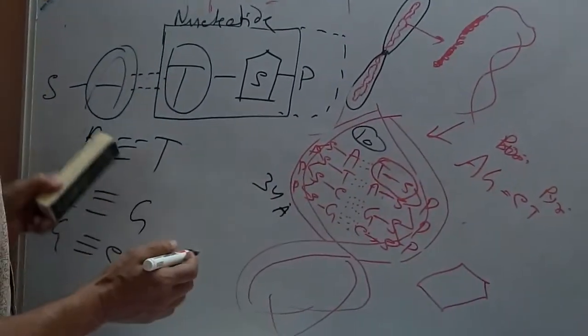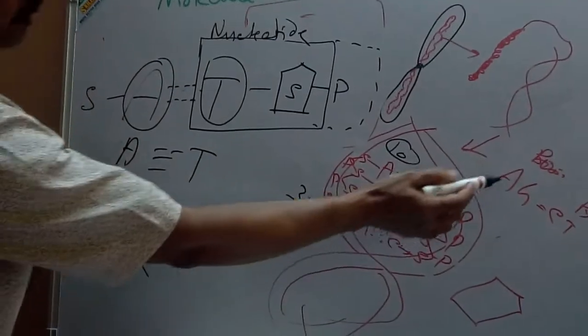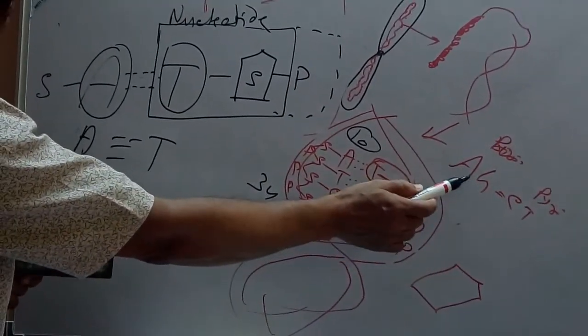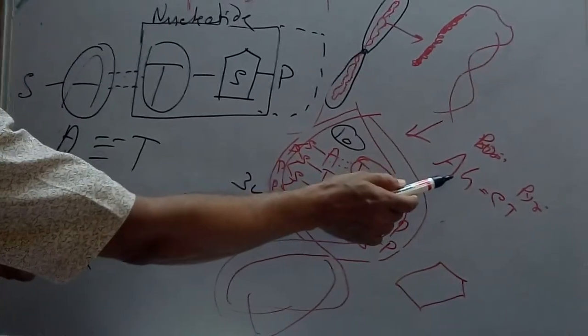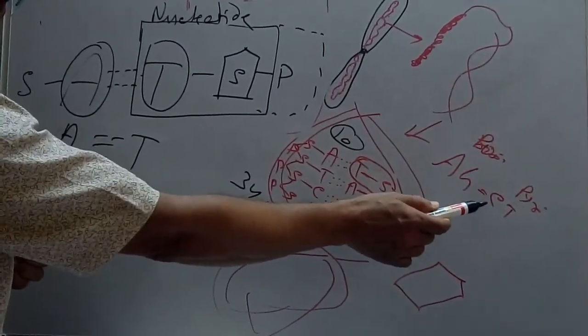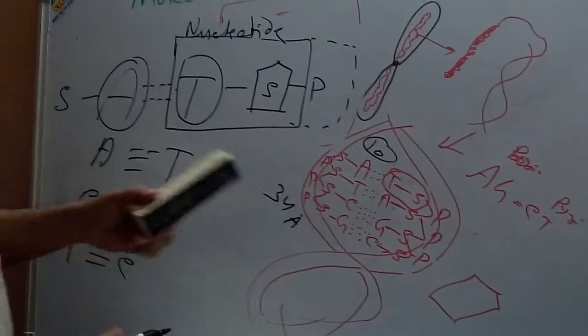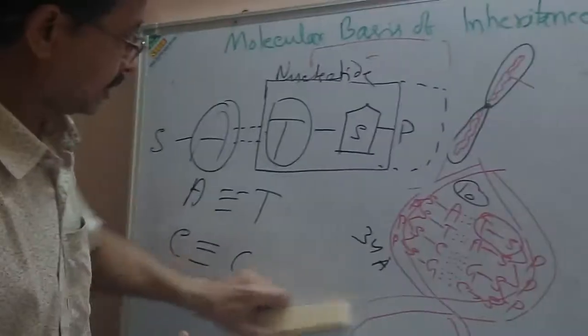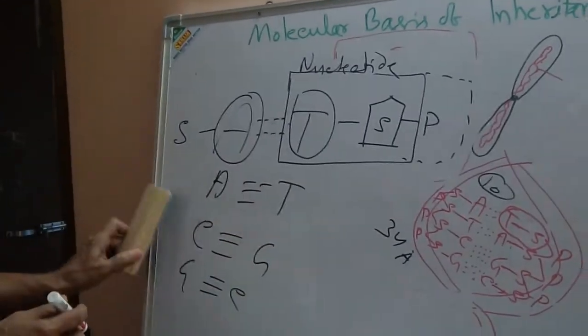Within this, there is another one called Chargaff's rule. That means the purine bases are always equal to the pyrimidine bases. The amount of adenine and guanine is equal to the amount of cytosine and thymine. So this is what we call Chargaff's rule.